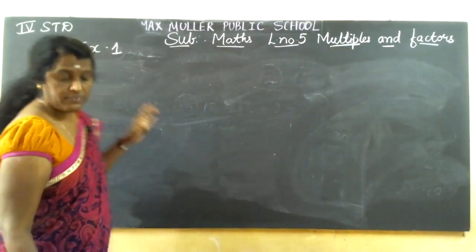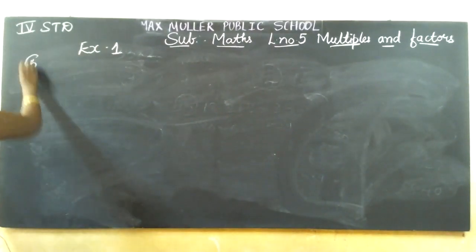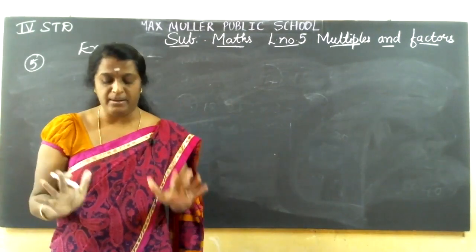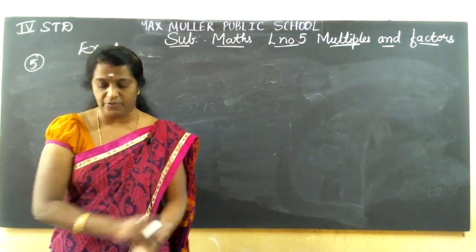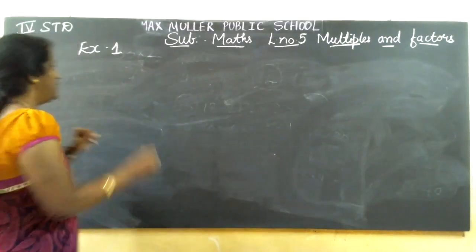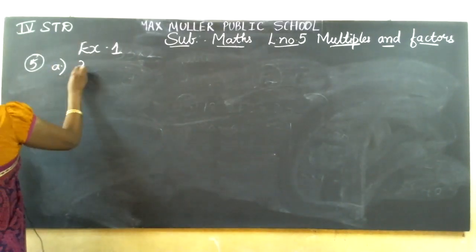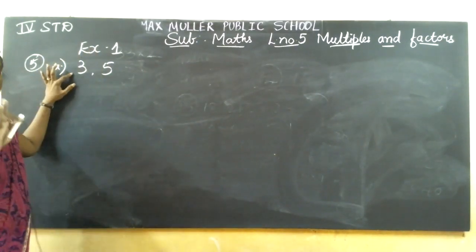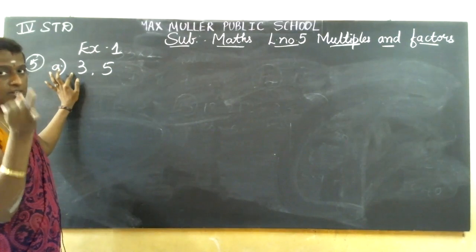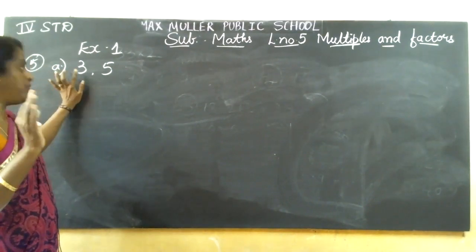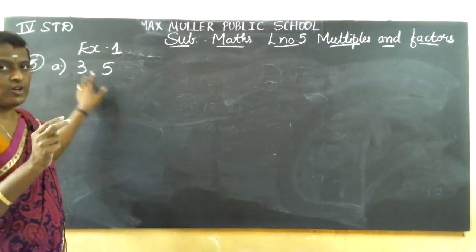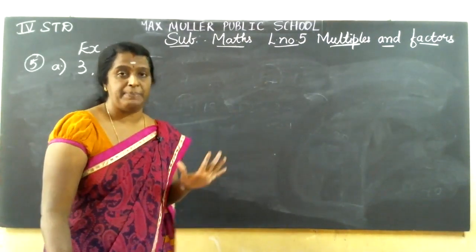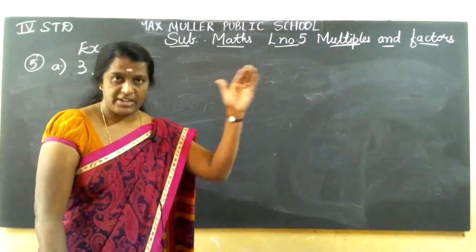So, Exercise 1, the fifth main. They've asked the question: write the first 10 multiples of the following pairs of numbers. Pairs means 2. First one, A, 3 and 5. These are the first 10 multiples, up to 10. Multiples of 3 and multiples of 5. Pair means 2, so write the first 10 multiples.